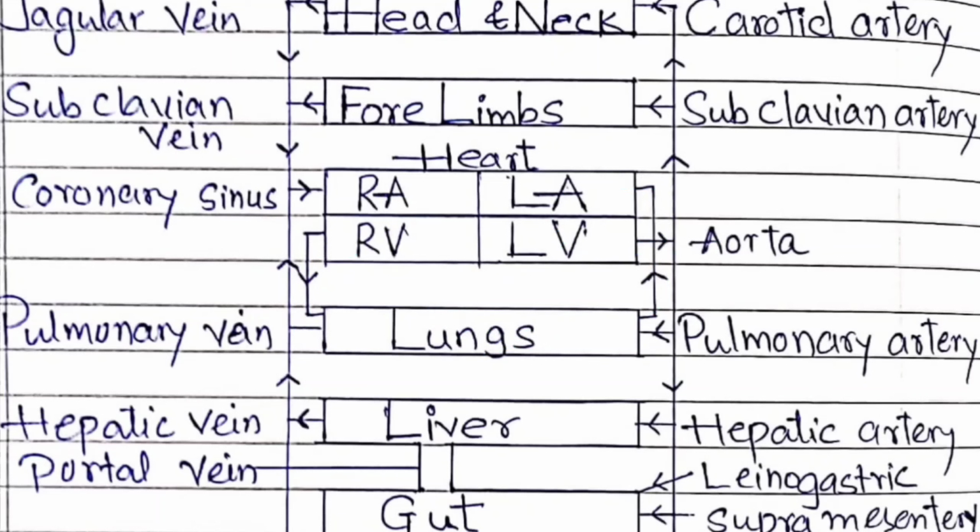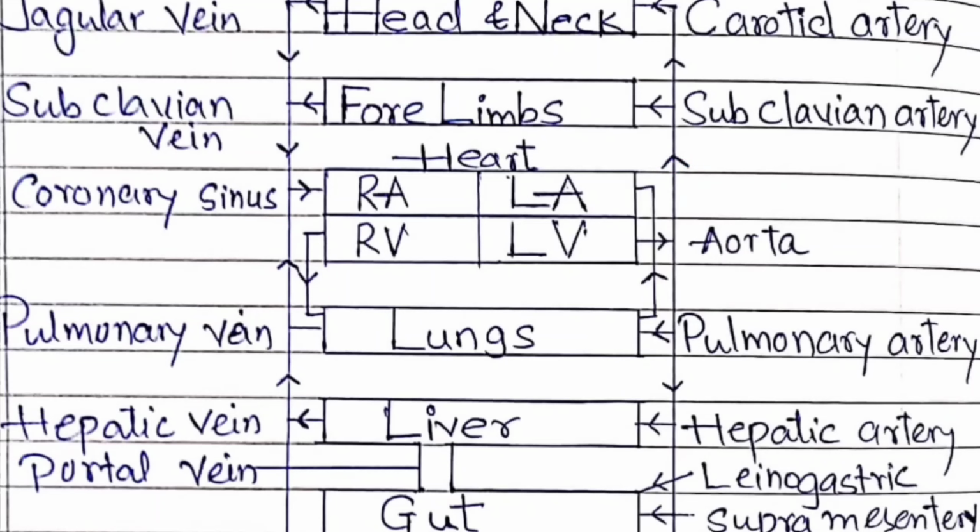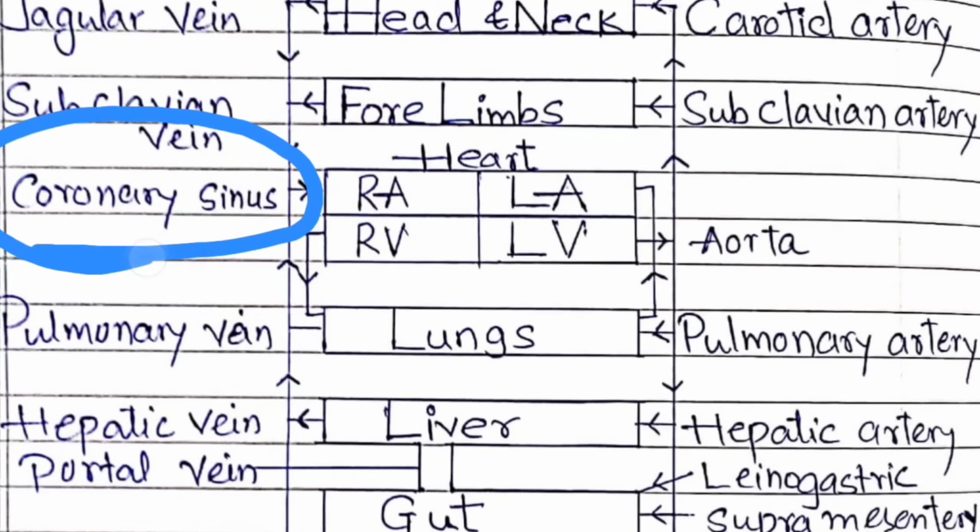So this is the reason we call it double circulation, and I have made this interconnection here as well. The right atrium is called the receiving chamber, whereas the left ventricle is called the pumping chamber of the total body organs. The left atrium is called the receiving chamber of the lungs, and the right ventricle is called the pumping chamber towards the lungs. The major vein which pours blood into the right atrium is none other than the coronary sinus.